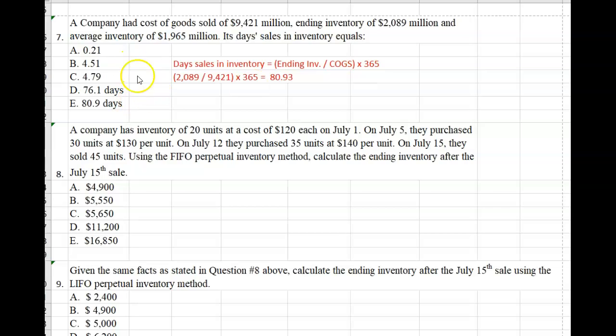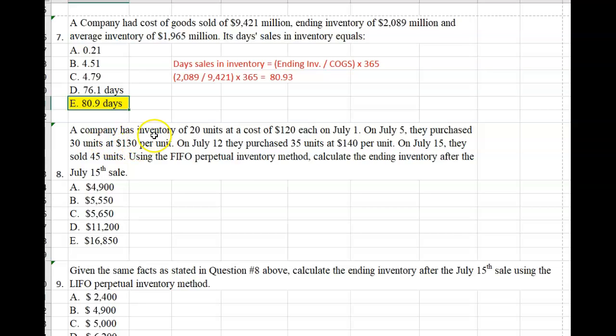They told us that ending inventory was $2,089,000 and that cost of goods sold was $9,421,000. Divide this number by that number and then multiply the result times 365 and you calculate 80.93. So days sales in inventory is 80.9 days. Answer number E.